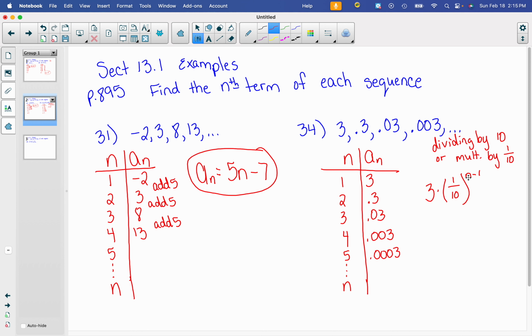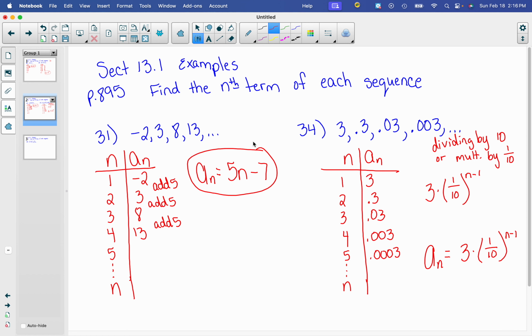If I plug in a 2, I get 1/10 to the first power, which is a 10th, times 3, which is 0.3. And then you can check it for the third one. So notice how I started off with the idea, but not knowing that it would be an n minus 1 until I did a little bit of guess and checking. So I'm going to write this out as a sub n equals 3 times 1/10 to the n minus 1.